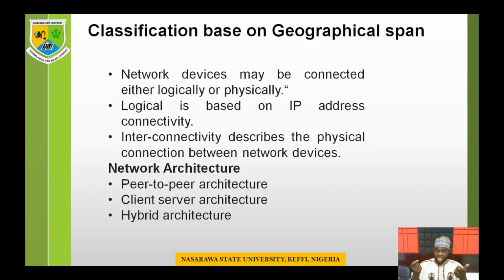In terms of the interconnectivity, you can look at the physical design and the physical connection. So on the connectivity, you have the logical connectivity and the physical connectivity. The logical is on the basis of the connectivity of your IP addresses, and the physical connection looks at the network topology that we're going to look at in this section. On the architecture, you have the peer-to-peer, which we have explained on the configuration: two or more computers with equal power come together to share resources. Then you have the client-server architecture, where you have many clients and the server.